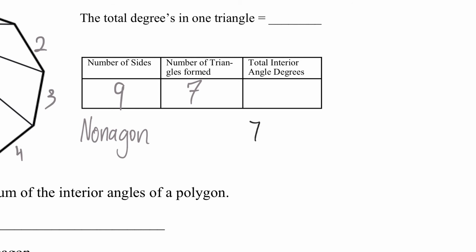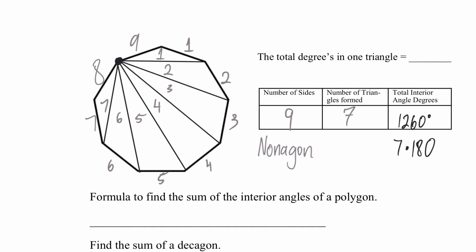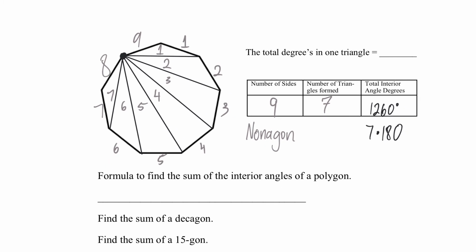Okay, so 7 triangles, 180 degrees in each one of them. 1,260. So what that means is in any nonagon, the 9 angles will always add up to 1,260 degrees. Now, there is a pattern. How do you get from 9 to 7? Minus 2, okay? That's not by coincidence. It's always going to happen like that. So the number of triangles is always going to be 2 less than the number of sides.